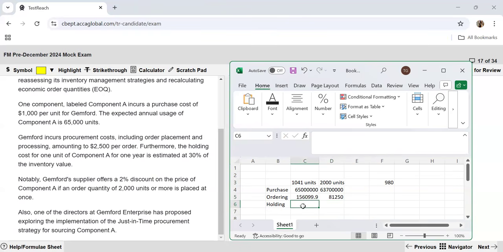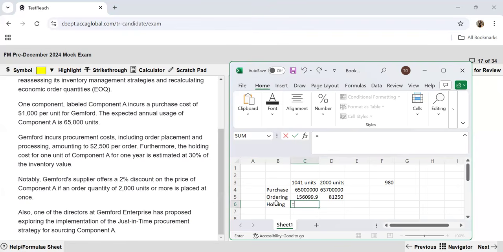Now let's have a look at the holding cost. Holding cost is how much money you are going to spend annually to hold the inventory. So it is going to be the average inventory multiplied by the cost of holding 1 unit per annum. How much is going to be your average inventory? Average inventory is always taken as your order size divided by 2.